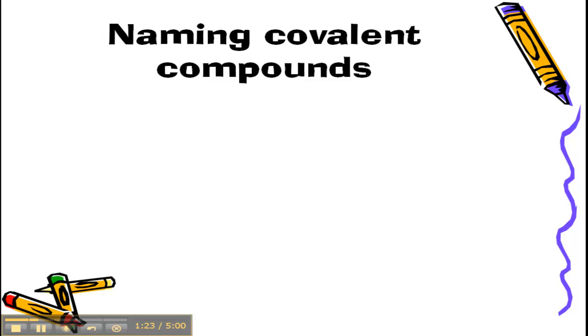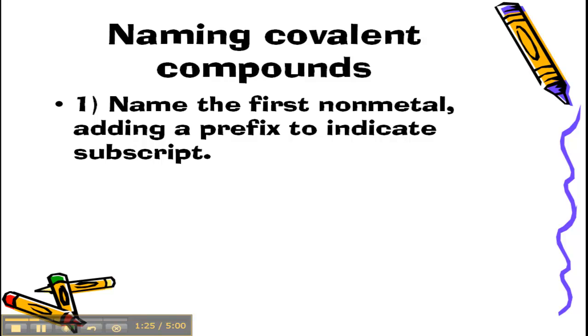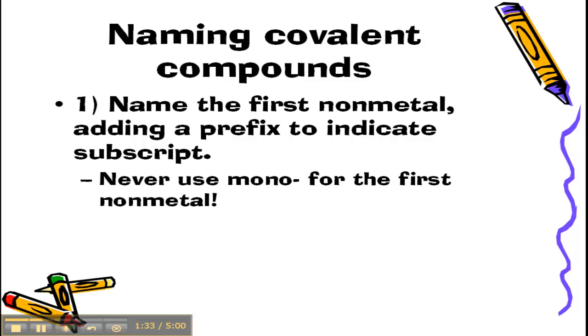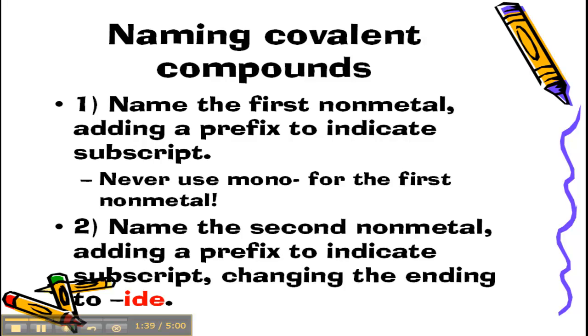Alright, so the rules for naming the compounds, we're going to name the first nonmetal. We're going to add a prefix on there to indicate the subscript, and we are not going to change the ending of the first one. Okay? And we're not going to use mono on the first one if it is 1. It's the convention that we use. Now the second one we're going to name, going to add that prefix to indicate the subscript, and we are going to change the ending to IDE on the second one.